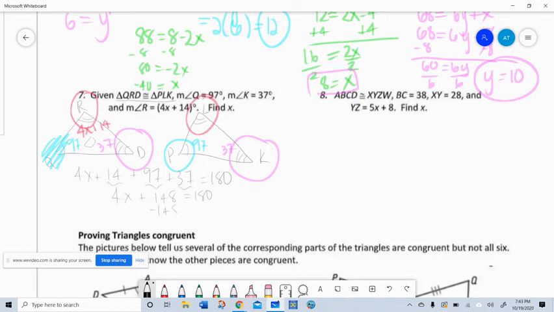My next step is going to be to subtract 148. 4x equals 32, which means that x equals 8.